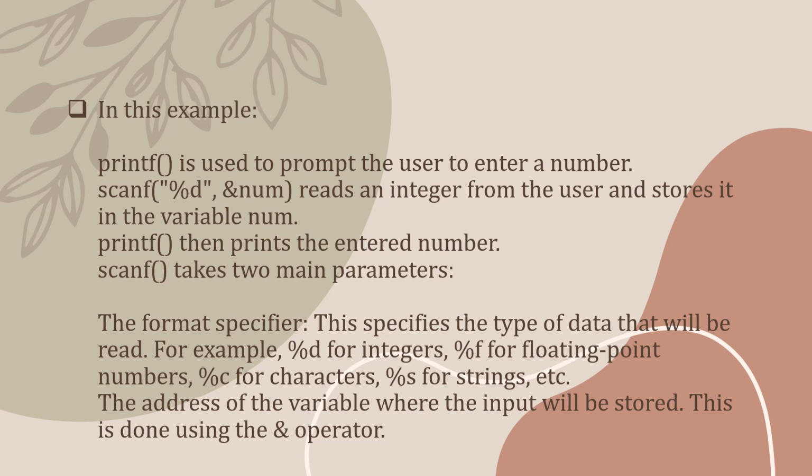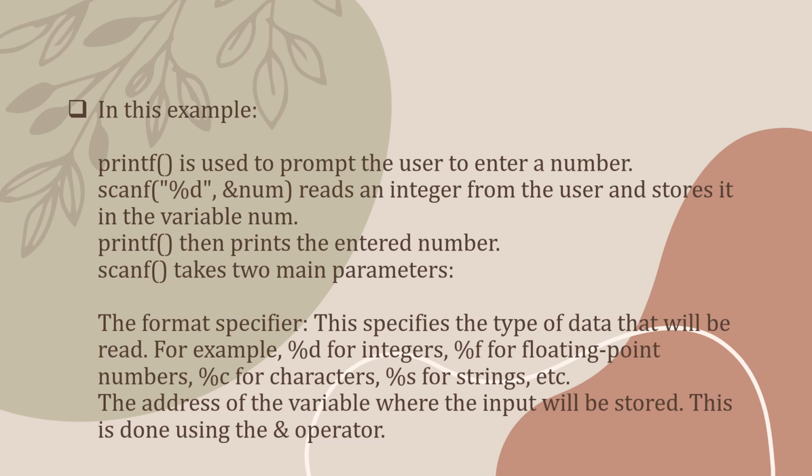In this example, we've seen how printf and scanf work. Printf prints the entered input and scanf takes two main parameters. The format specifier, which specifies the type of the data that will be read, for example, %d for integers, %f for floating point numbers, %c for characters and %s for strings, and there are many more. And the address of the variable where the input will be stored. This is done using the & operator.